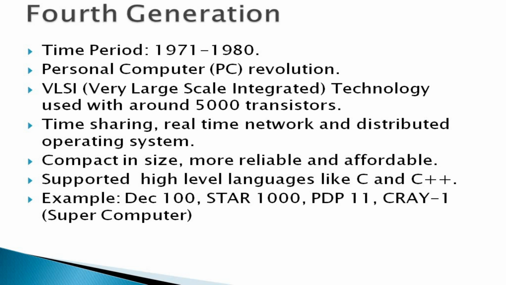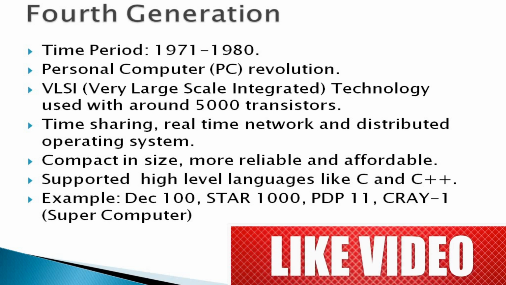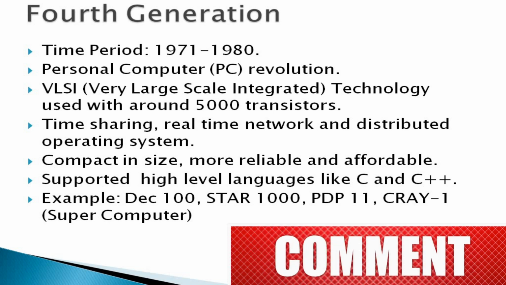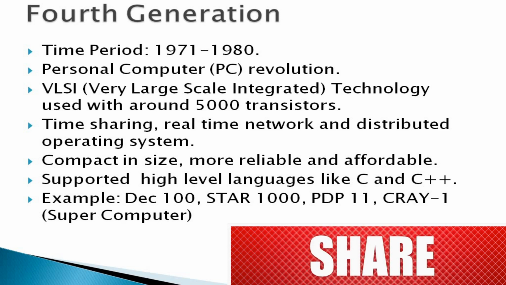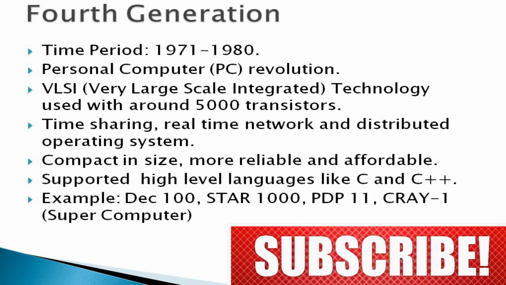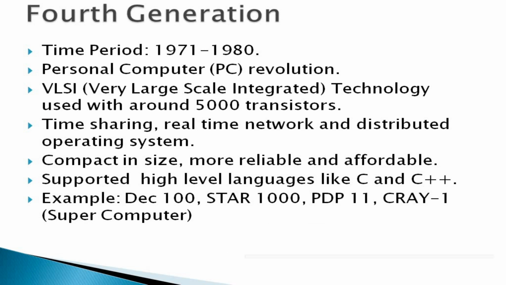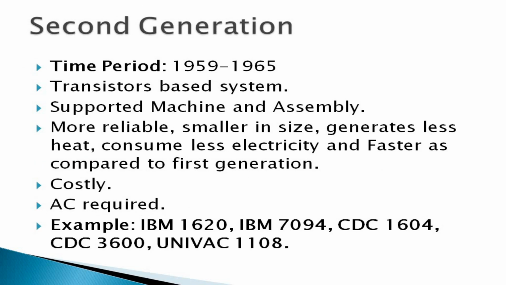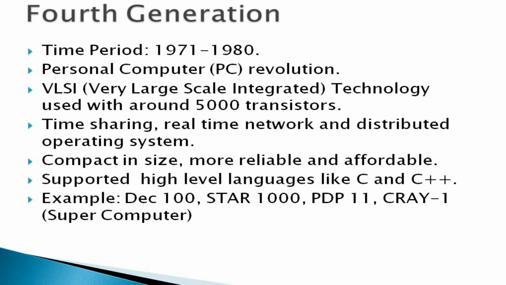And here we have the fourth generation. Its time period was from 1971 to 1980, and this was the era of personal computers. We also call it the PC revolution. VLSI, very large scale integrated technology with around 5000 transistors, was used. So first was the vacuum tube, next we came to the transistor, third IC, and now we have come to VLSI. The operating systems were time sharing, real time network, and distributed operating systems.